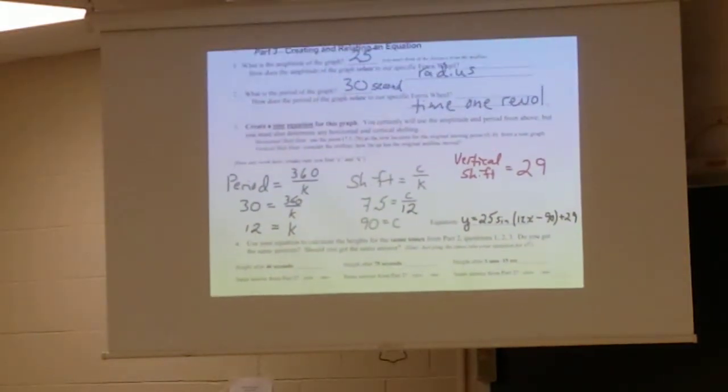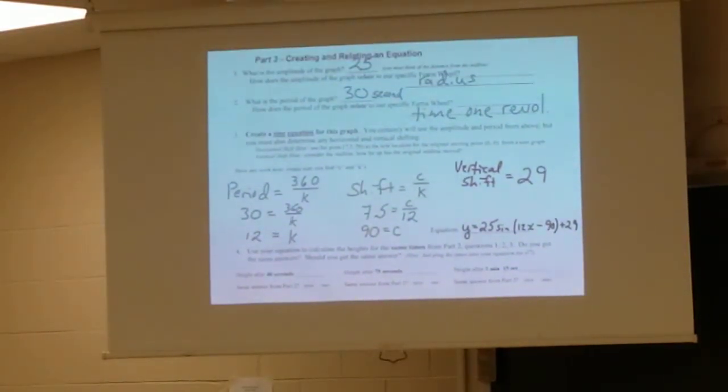So we have 25 sine of 12x minus 90 plus 29. Now, that's not easy stuff, but what that shows is how we can connect many things in this chapter. And so I want you to keep getting closer to that.